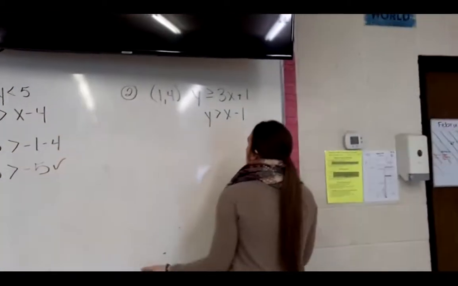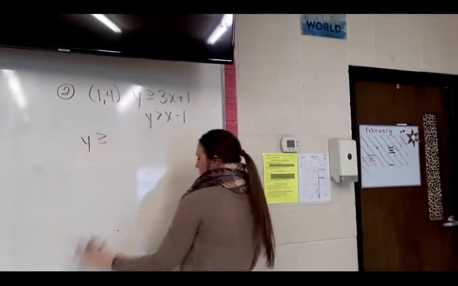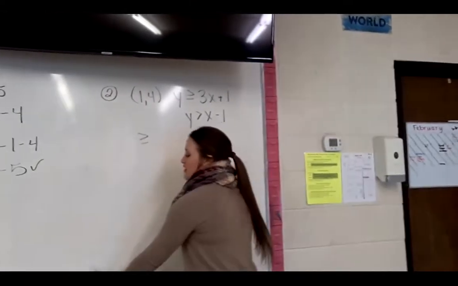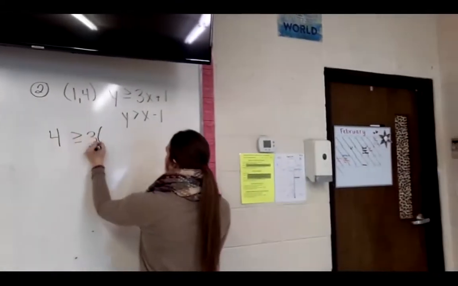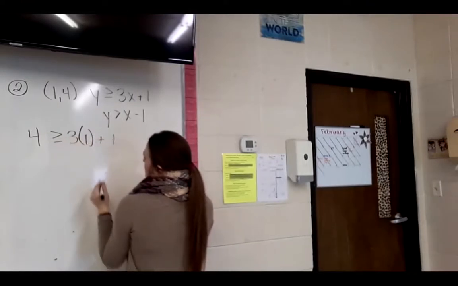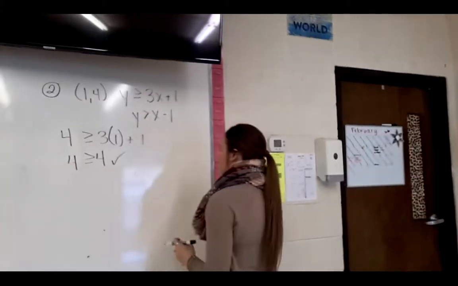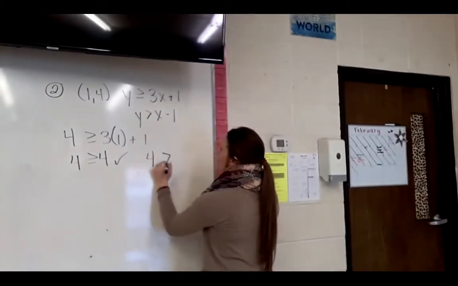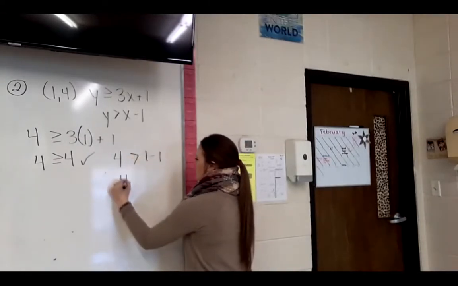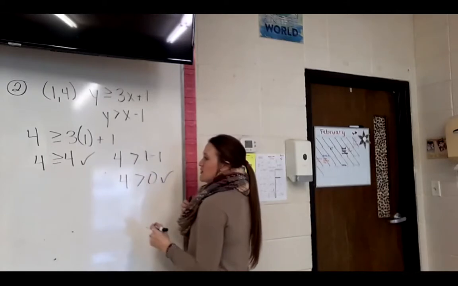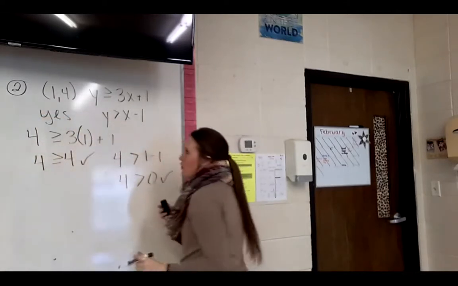Okay, on number 2, I'm going to plug those in for x and y. So the first one, I have that y is greater than or equal to. It kind of helps if I actually plug it in like I say. Okay, so 4 is greater than or equal to 3 times 1 plus 1. 3 times 1 is 3, plus 1 is 4. 4 is greater than or equal to 4. And then my other one, 4 is greater than 1 minus 1, which is 0, and 4 is greater than that. So since it's true for both, yes, this is a solution to those inequalities.